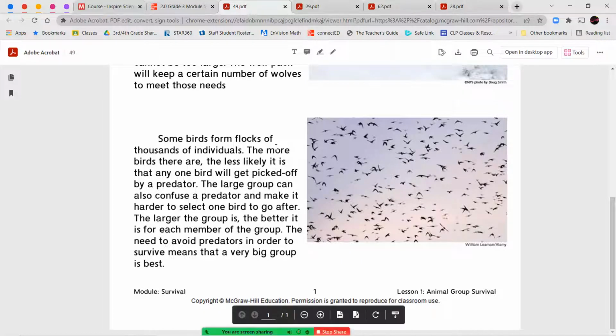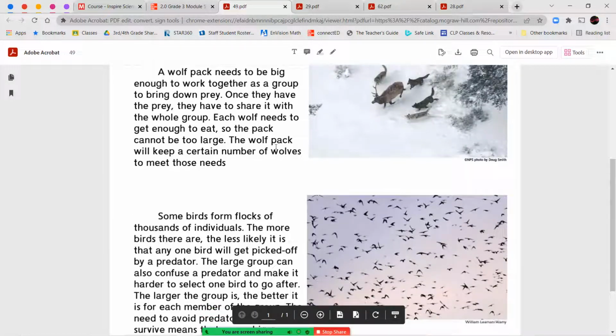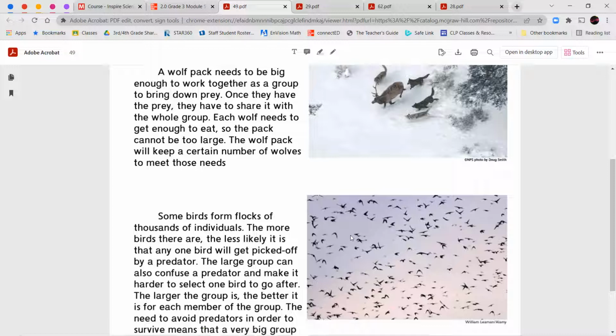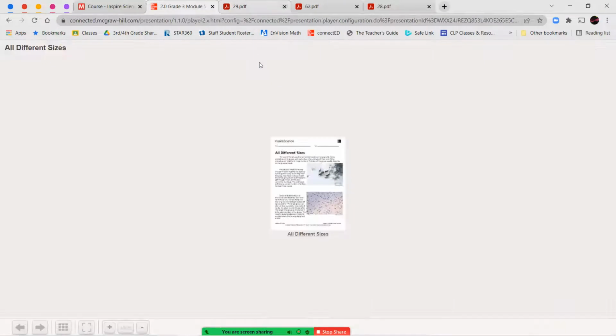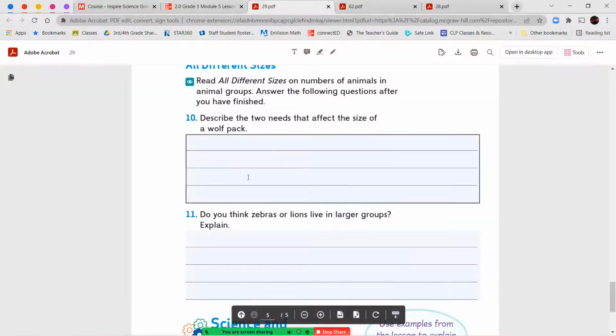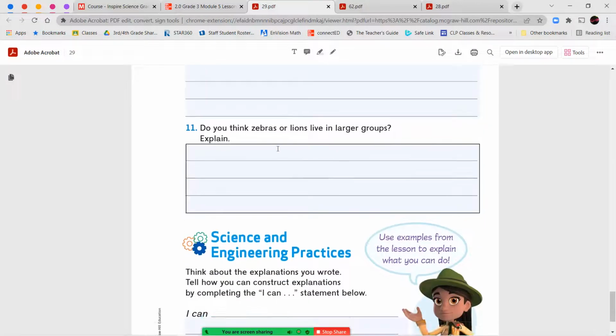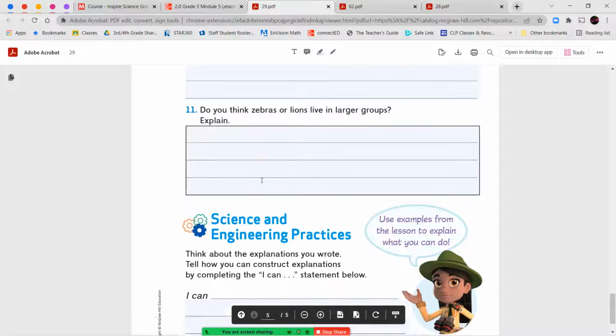So when you have an animal that's not a predator, an animal that's generally considered prey, something that gets hunted or eaten, larger groups are safer because when a predator comes around, it's hard for them to keep their eye on just one. Having such large numbers confuses them, and it makes it harder for them to catch. So go ahead and answer your questions. Describe the two needs that affect the size of a wolf pack. And do you think zebras or lions live in larger groups, and explain?